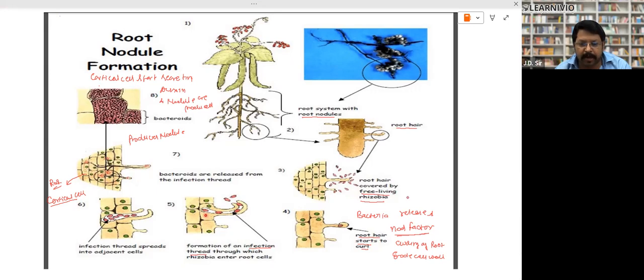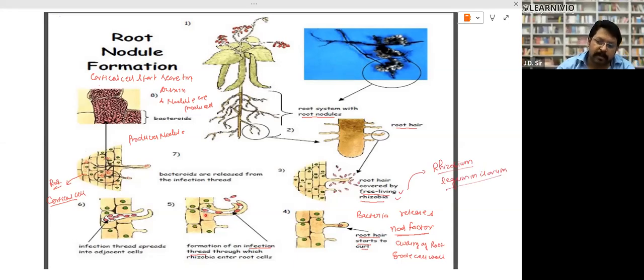What you have to remember, first thing, this is a free living bacteria, meaning it's not a symbiotic bacteria, right? Another thing, its name is rhizobia. Its complete name is Rhizobium leguminosarum. What is the name? Rhizobium leguminosarum. And we call them rhizobia.